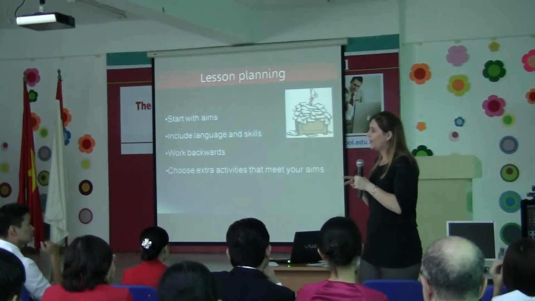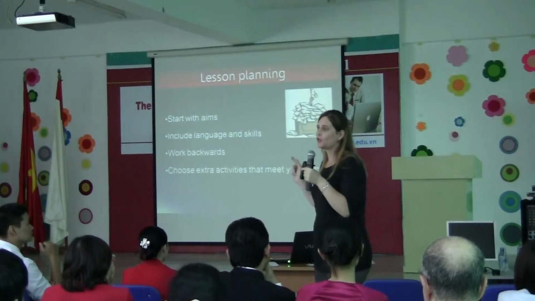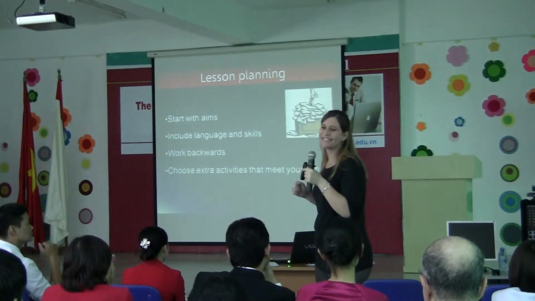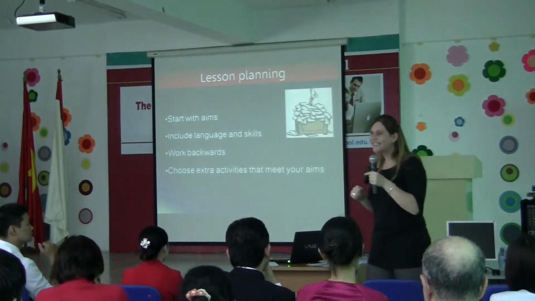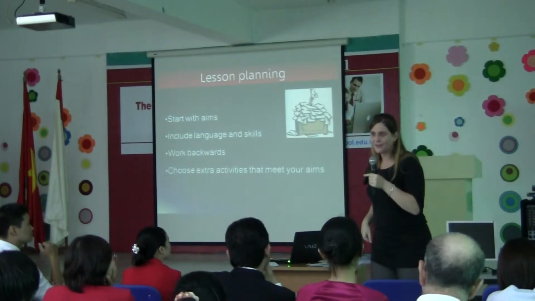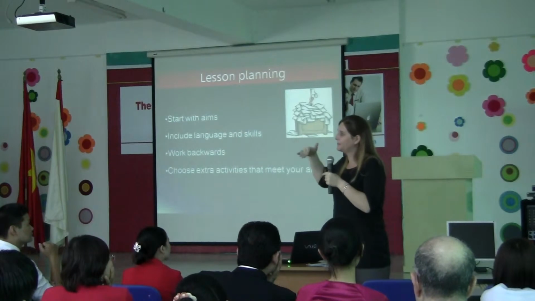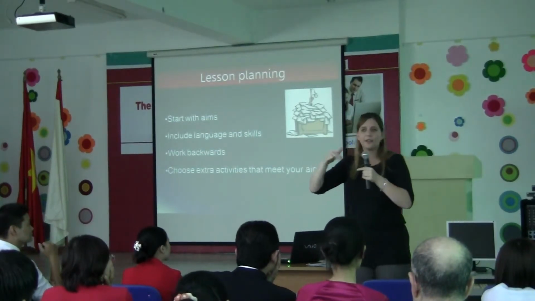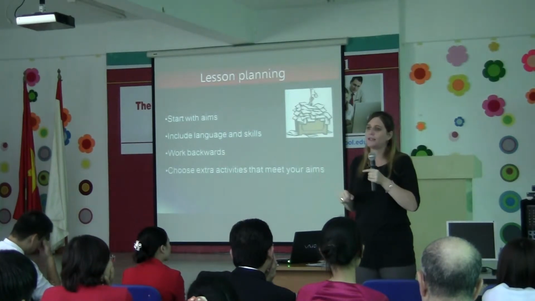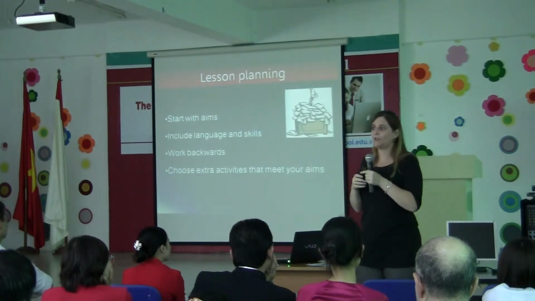But basically, we need to choose extra activities that meet the aims, not extra activities that fill 10 minutes. Which we've all done, me included. But the idea is, does this extra activity, and it's fun and it's great and I love it, but does it meet the aims? That's what it's all about. And all of this is in the teacher's book. Whenever you open the page, it will have extra ideas and extra activities that meet the aims. And the aims are at the top of the page.